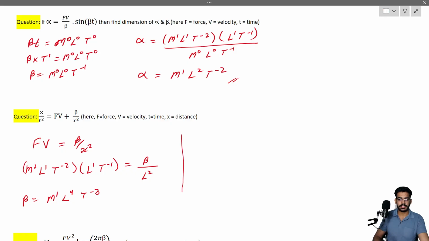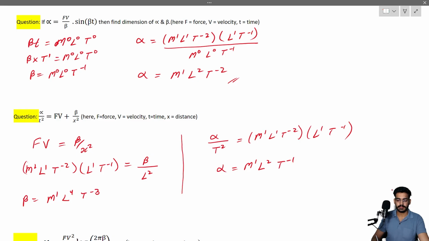Now the second thing which he asked is alpha. Here, if you are equating these two things, so that should be equal, right? So dimensionally alpha by t square equals f into v. So f into v is m1 l1 t to the power minus 2 times l1 t to the power minus 1, right? So alpha, if you take t square to that side, is m1 l square t to the power minus 1. Okay, this is your alpha. So this is alpha and beta, we defined it.